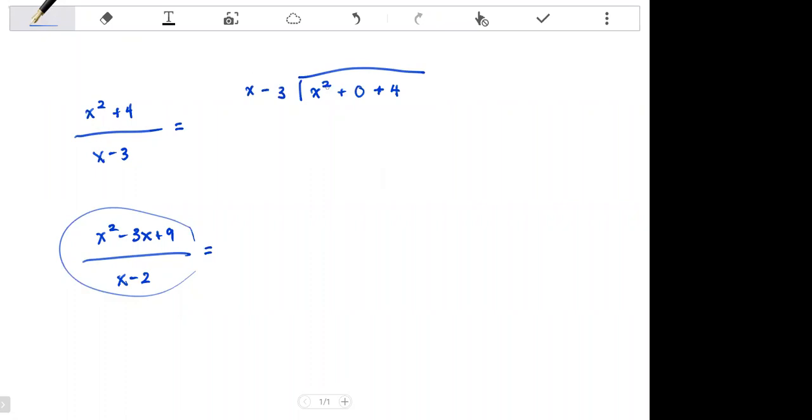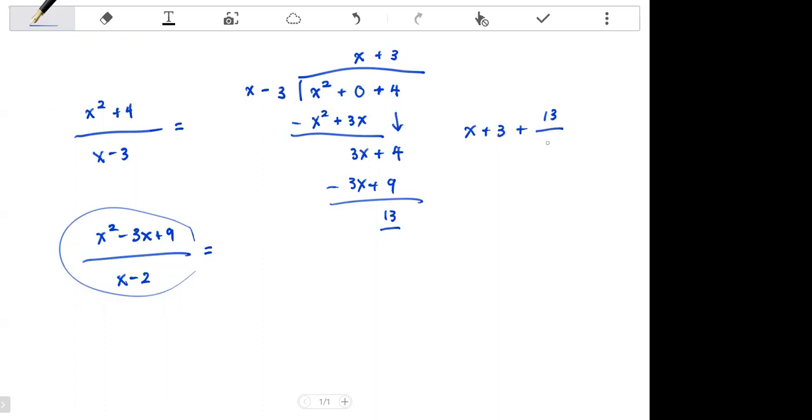How many times does x go into x squared? Well, x times, and we multiply. x times x minus 3 is x squared minus 3x. And if we subtract, we get 3x, 4, since we bring down a 4. How many times does x go into 3x? Just 3 times. And we multiply again, leaving 13 as our remainder. So our answer is x plus 3 plus 13 over x minus 3.